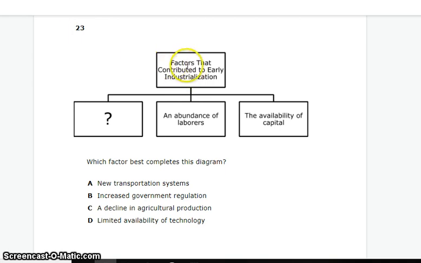23. Factors that contributed to early industrialization: an abundance of laborers, the availability of capital, question mark. Which factor best completes this diagram? A. New transportation systems. B. Increased government regulation. C. A decline in agricultural production. D. Limited availability of technology.